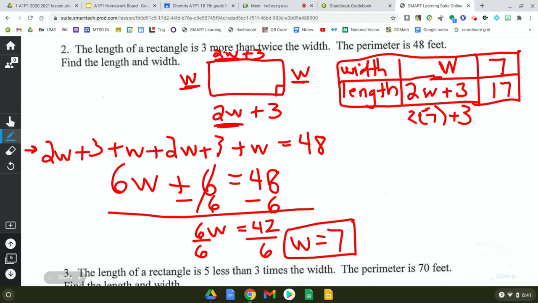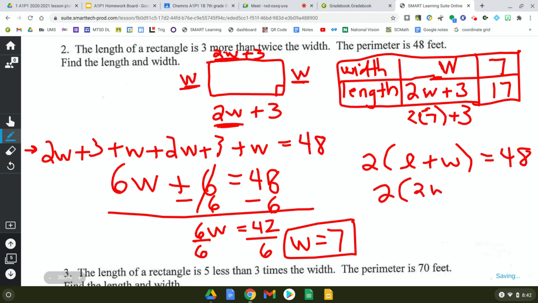Now, another way to do this problem is to say 2 times length plus width equals 48. So you could have also said 2 times (2W plus 3 plus W) equals 48. And you would have ended up with the same answer. So if you prefer to use that formula, you will get the correct answer. Okay?